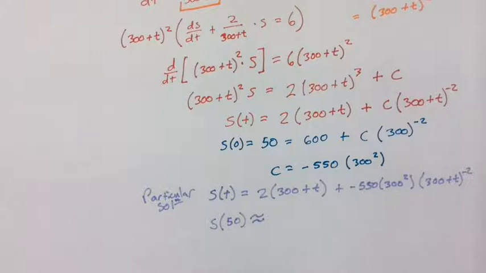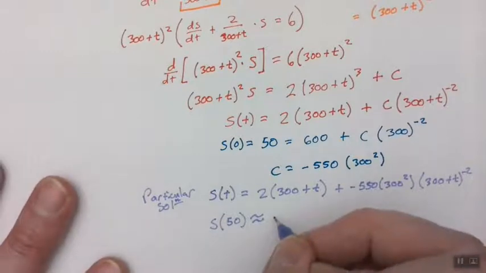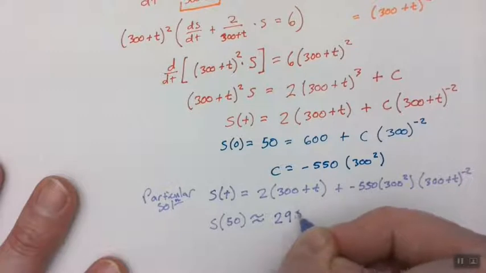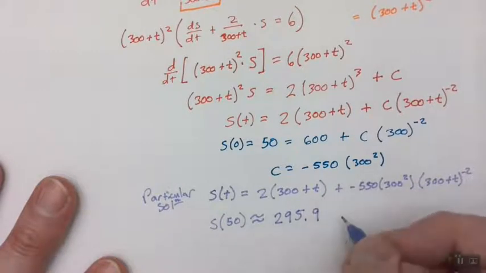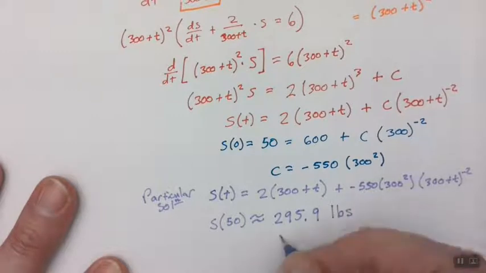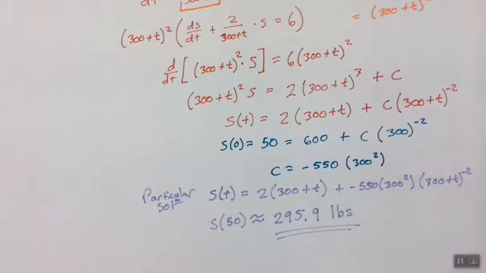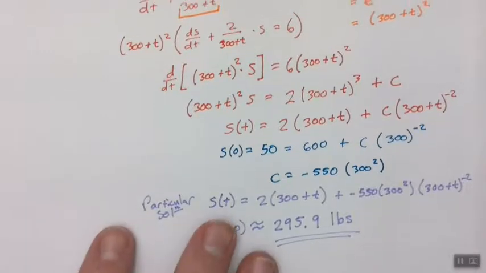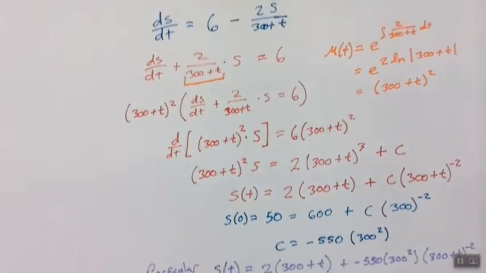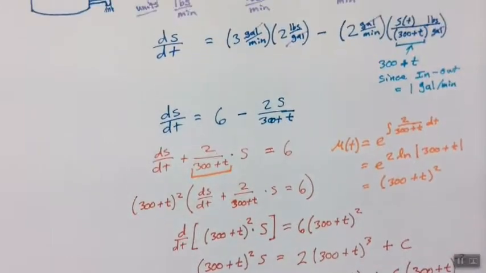If you give me a second, I'm going to hop on a calculator and see if I can figure it out. I just grabbed my calculator and put this in there, and I wound up with something like 295.9. Because this is the amount of salt, this is pounds, and that's what we can expect: 295.9 pounds.